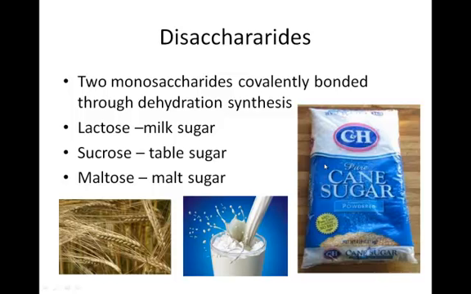Our disaccharides are two monosaccharides that you link together covalently. Those are strong bonds. Now remember, all of the molecules that we're talking about, they're covalently bonded, and they all have carbons, so that means that they're organic molecules. And we link them together by dehydration synthesis. Our examples of our disaccharides are milk sugar, which is lactose, maltose, which is malt sugar, and sucrose, which is the sugar that we buy in the store, table sugar.